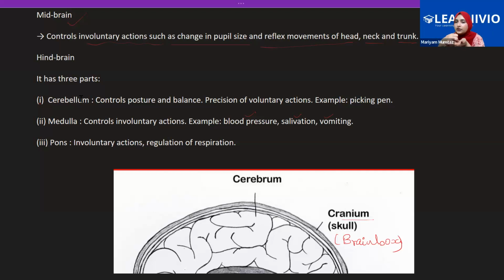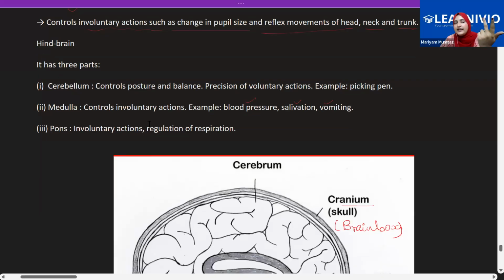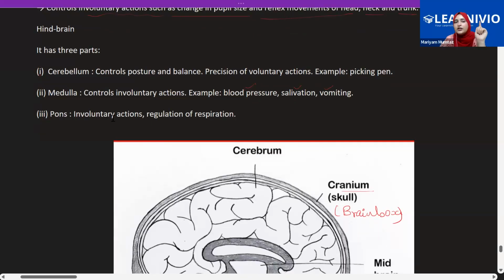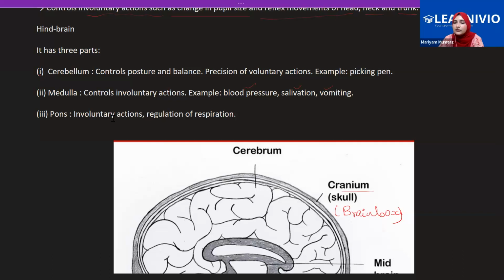But if you think a baby can do so, no. So that precision comes with the cerebellum. As with age, the cerebellum slowly develops more and more and becomes properly developed, and then we can perform all the precise actions. The medulla part of the hindbrain controls the involuntary actions like blood pressure, salivation, and vomiting. Lastly, the pons is also responsible for involuntary actions as well as the regulation of respiration, meaning our breathing rate, whether we breathe fast or slow. That is also controlled by the pons area of our brain.